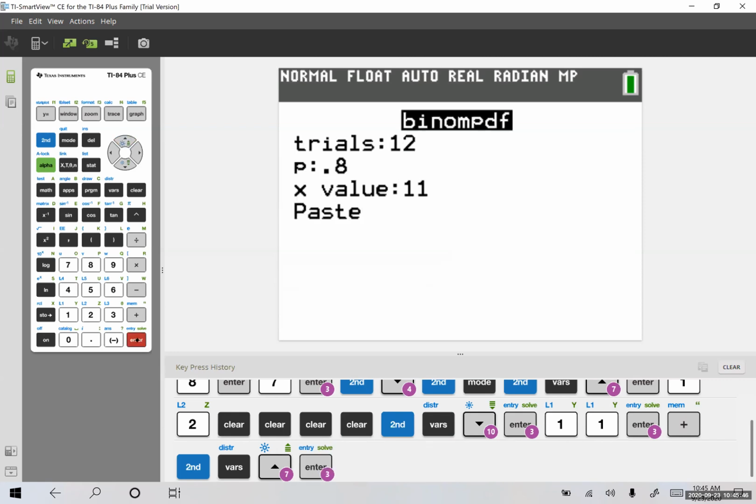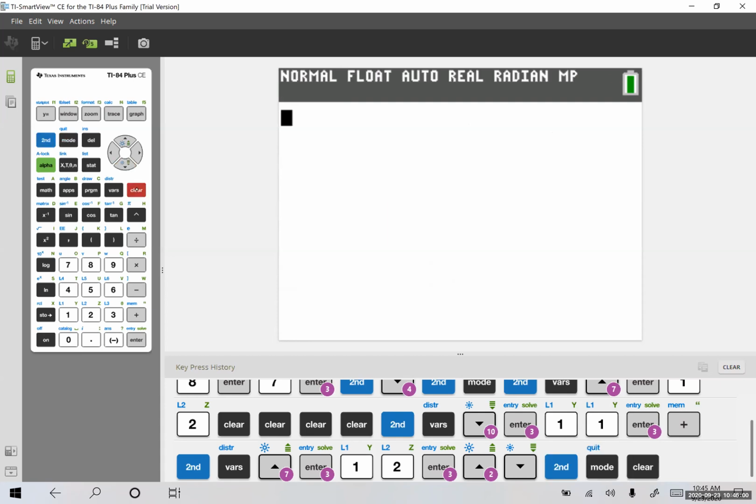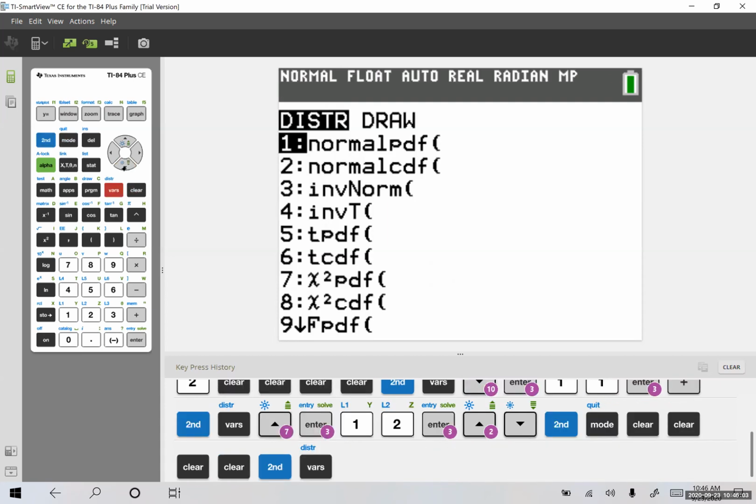And then this time I'm going to do 12. So now it's going to tell me the total. You know what? I kind of screwed that up because I wanted to show you guys both values. So let me quit and clear. Second vars. Let me do one value after the other.